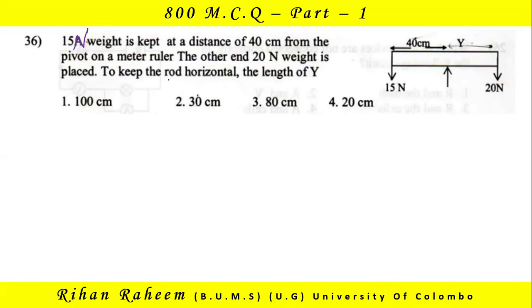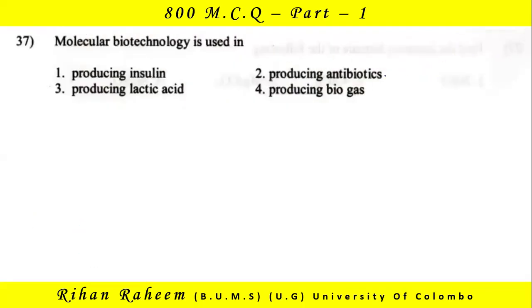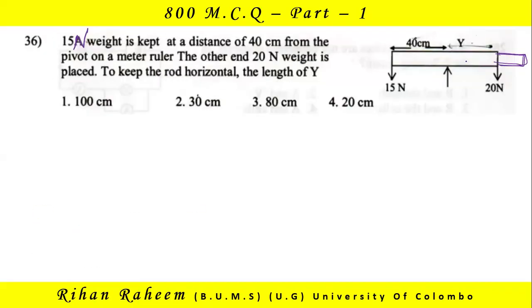To keep the rod horizontal, what should the length Y be? Now think, sometimes on the meter ruler, it's not exactly this end, maybe there is another extra part. Logically, if this is 40 and they are using a meter ruler, the other side should be 60, if they are using the end of the meter ruler. But we don't know whether they are using the exact end of the meter ruler. So better to put the equation.